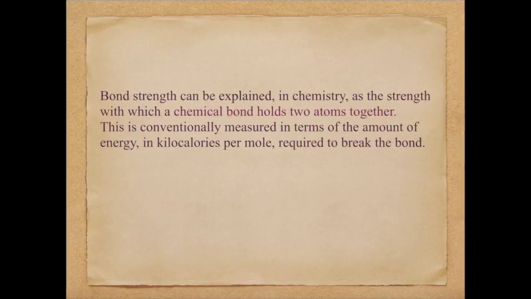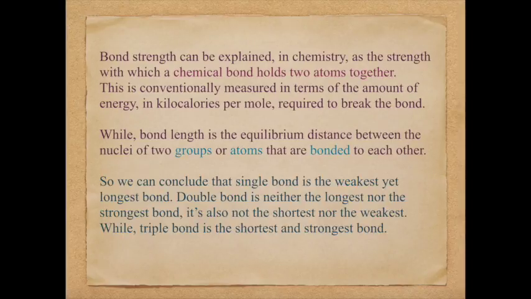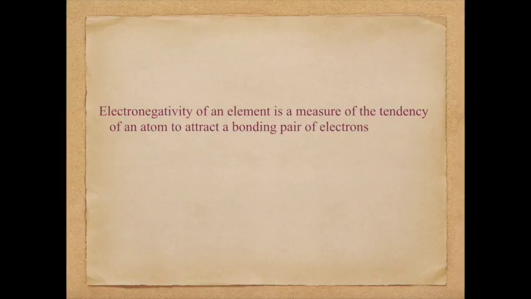Bond strength can be explained in chemistry as the strength with which a chemical bond holds 2 atoms together. This is conventionally measured in terms of the amount of energy in calories per mole required to break the bond, while bond length is the equilibrium distance between the nuclei of 2 groups of atoms that are bonded to each other. So we can conclude that a single bond is the weakest yet longest bond. A double bond is neither the longest nor the strongest bond, but it is also not the shortest nor the weakest, while a triple bond is the shortest and strongest bond.